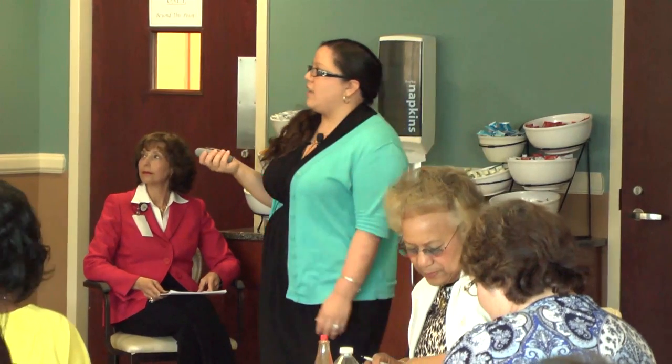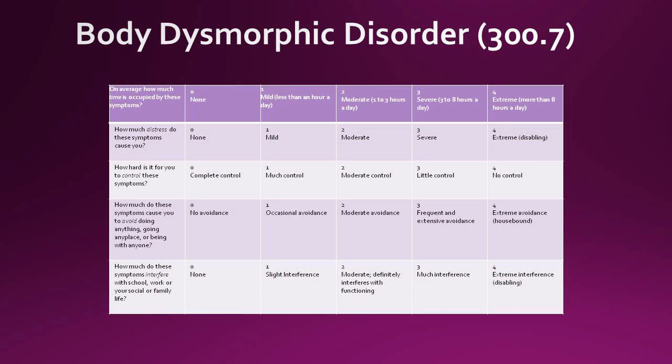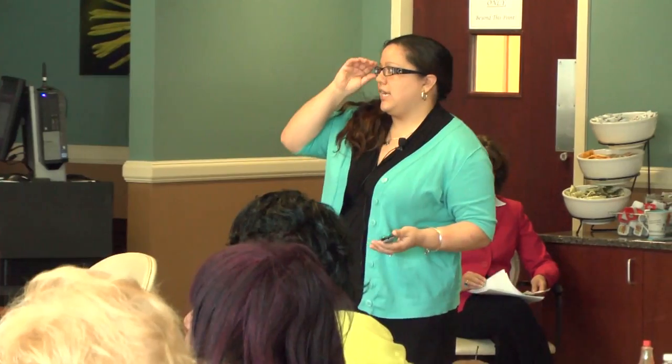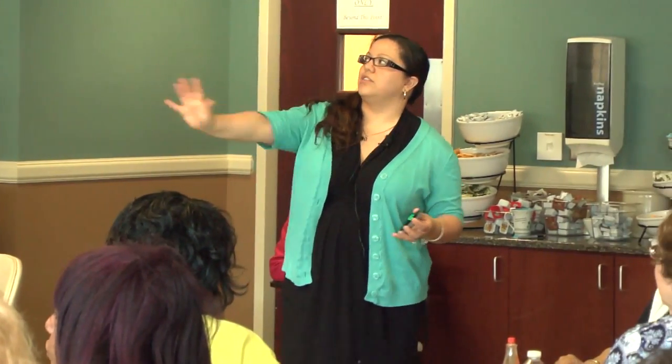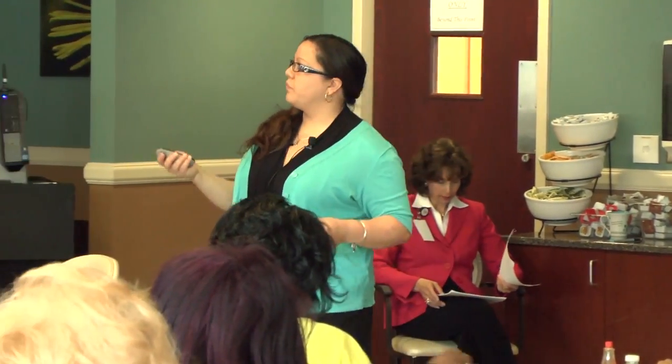They do have a new scale that's out for body dysmorphic disorder. It looks like this. And it asks, on average, how much time is occupied by these symptoms, how much distress do you have, how hard is it for you to control, how much do these symptoms cause you to avoid doing anything, going any place, or being with anyone, and how much do these symptoms interfere with school, work, social, or family life. So really taking a look holistically, in all different areas, at how this is impacting them.